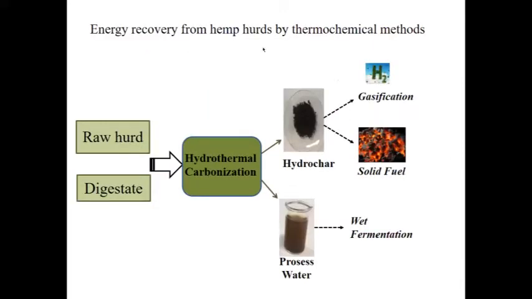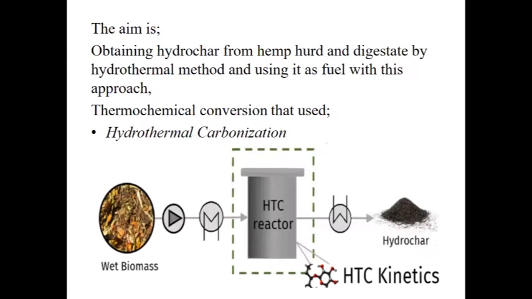Energy recovery from hemp by thermochemical methods, how it's going. Raw hemp and digestate go through hydrothermal carbonization, and two products are produced: hydrochar and process water. Hydrochar can be used to produce hydrogen gas by gasification, and also can be used as solid fuel. Process water can be used for wet fermentation. The aim of this project is obtaining hydrochar from hemp and digestate by the hydrothermal method and using it as fuel.